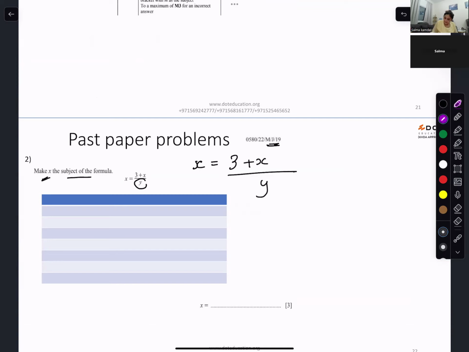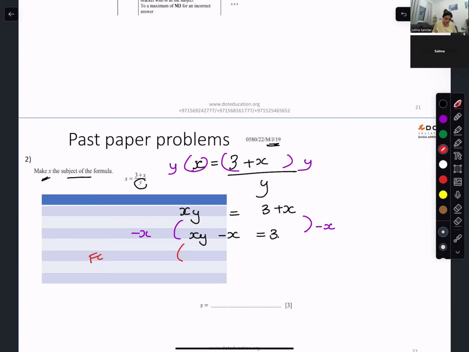I'll multiply both the sides by y. So what I will be left with will be xy is equal to 3 plus x. Now get all the x's together. So I will minus this x from both the places. So I will be left with xy minus x is equal to 3. Now what will I do? I will factorize for x.